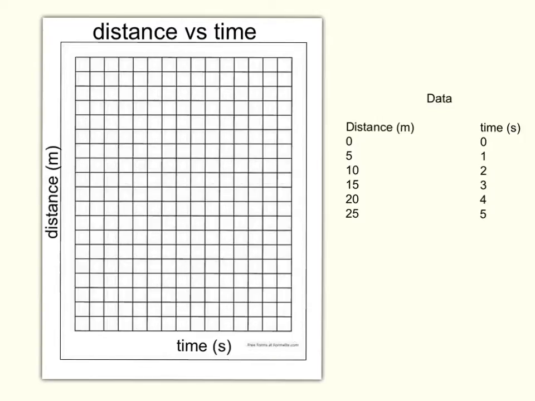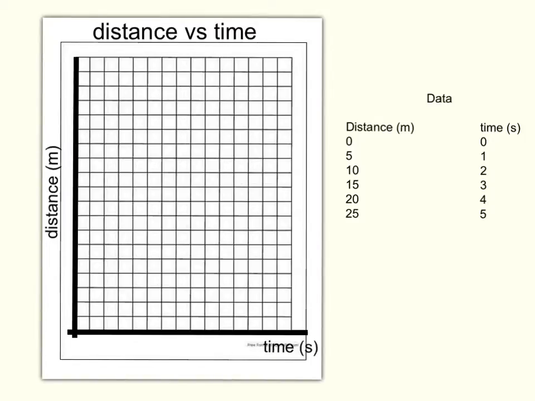Now we need to draw the lines that represent the axes. When you draw these lines, be sure to use a straight edge and a ruler to make the lines nice and straight. Probably the biggest problem for students is setting up a scale for each axis. So we'll do that independently. We'll do time first, and then we'll do distance.